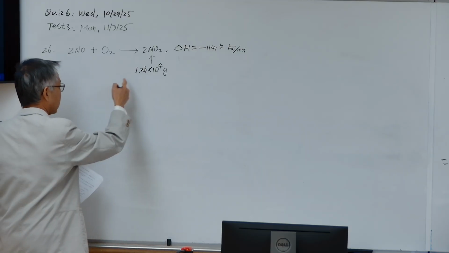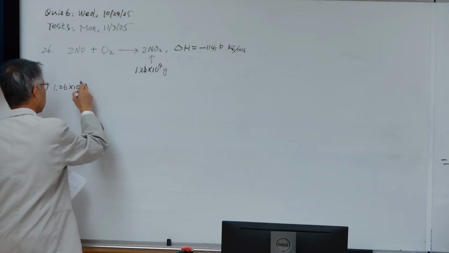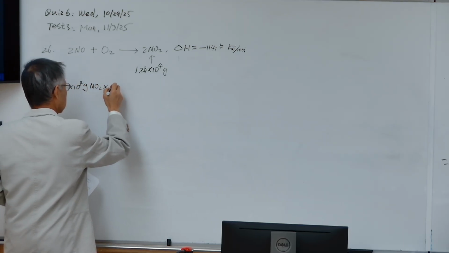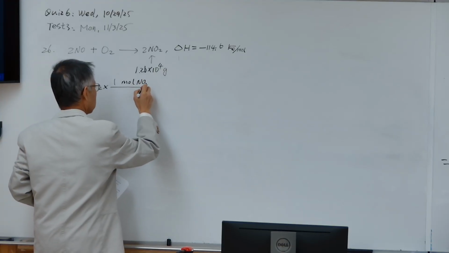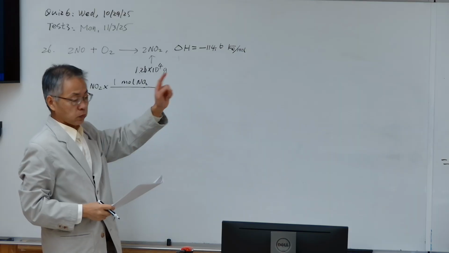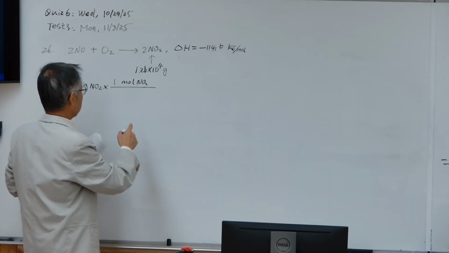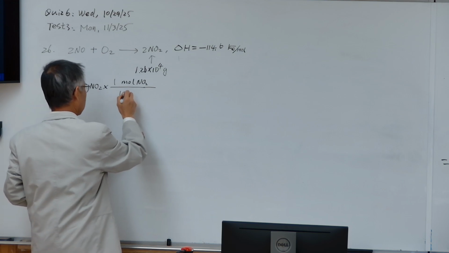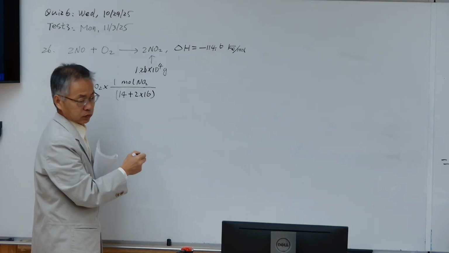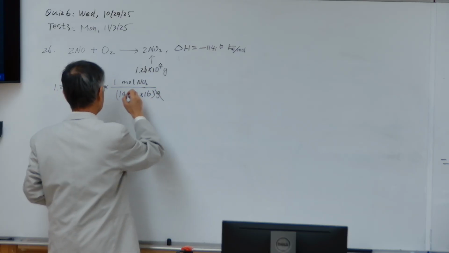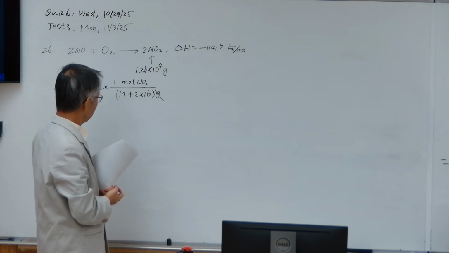So how can we convert mass into mole? Mass divided by molar mass. What is the molar mass of NO2? We need to use the periodic table, right? The periodic table tells you nitrogen is 14, oxygen 16. You have 2 oxygen, times 2. So grams becomes moles.